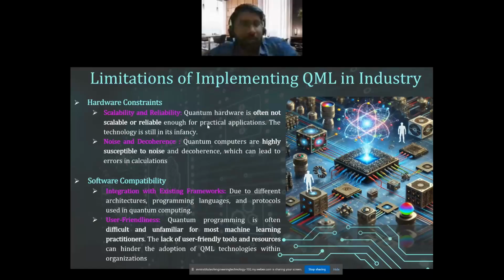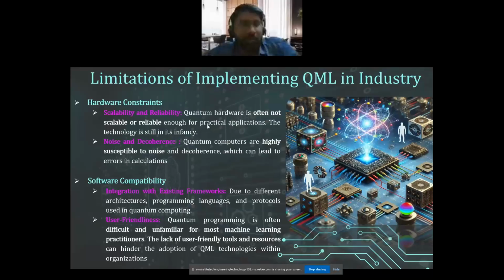So integrating with the existing framework and then the user friendliness. I mean, these quantum architectures are different, programming languages and protocols, right? Those are all different when compared to the classical, right? So the integration with the existing framework is a limitation, and then user friendliness, right? Quantum programming is one more unfamiliar area, I would say, right?